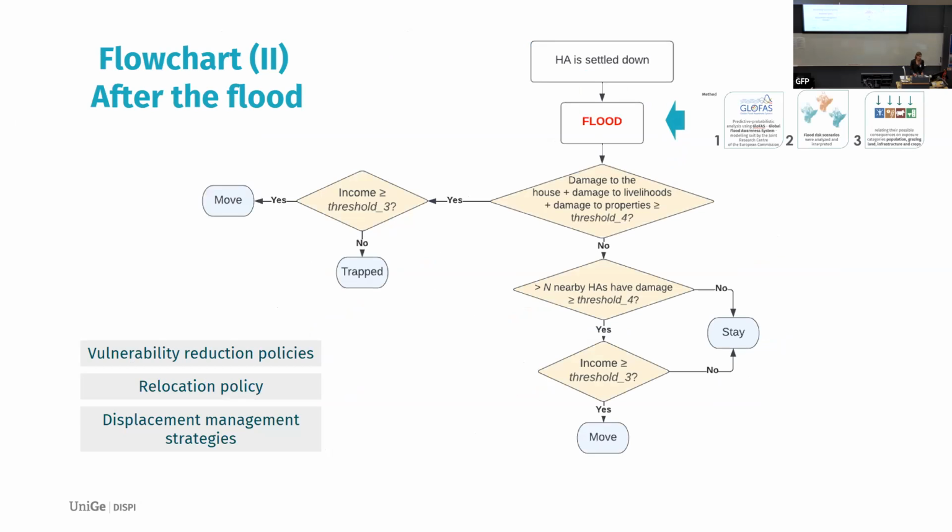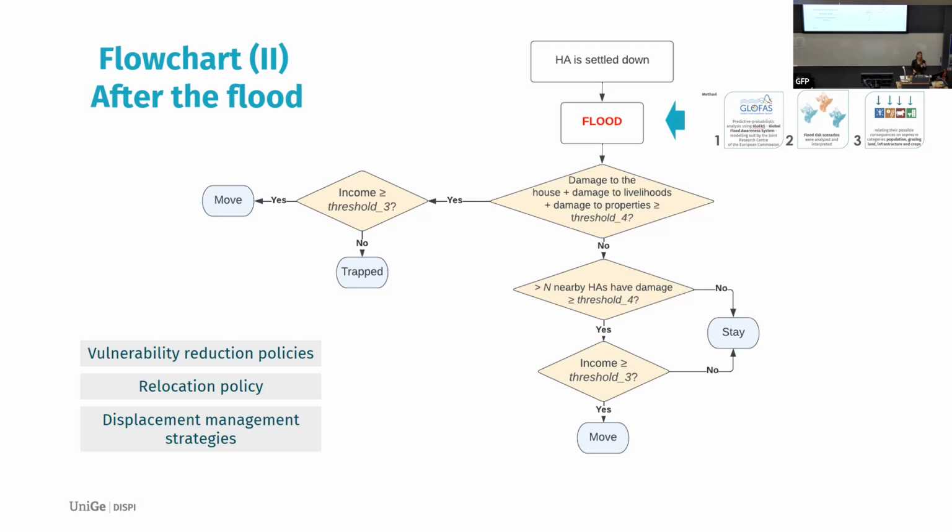Then we have the part after the flood. So we model a flood based on the information we have from the first part of the project, so GloFAS files and risk profiles. We add to the agent-based model damages to house, damage to livelihood and properties that we know happened in the past, we can say.